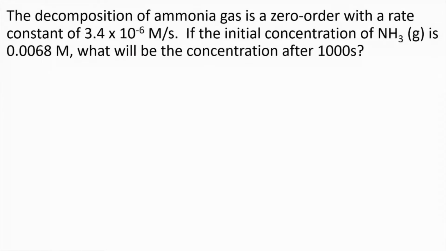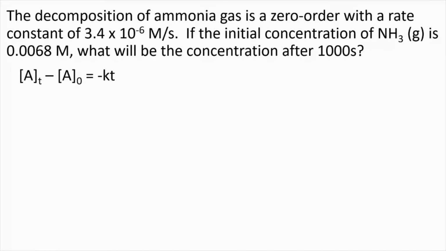So the decomposition of ammonia gas is a zero order with a rate constant of 3.4 times 10 to the negative 6 molar per second. If the initial concentration of ammonia gas is 0.0068 molar, what will be the concentration after 1,000 seconds?